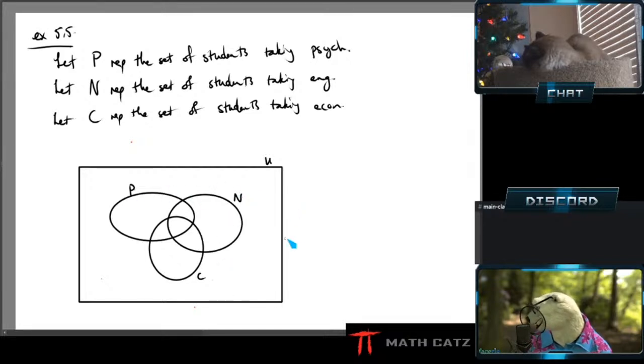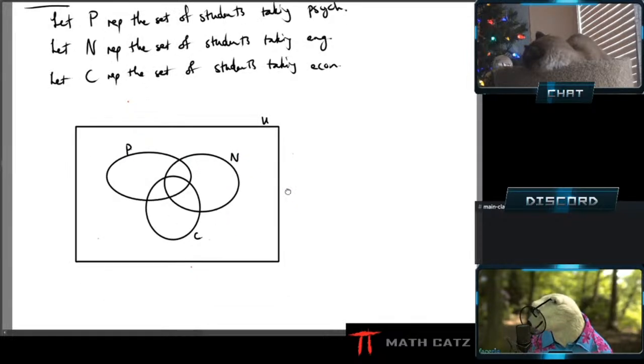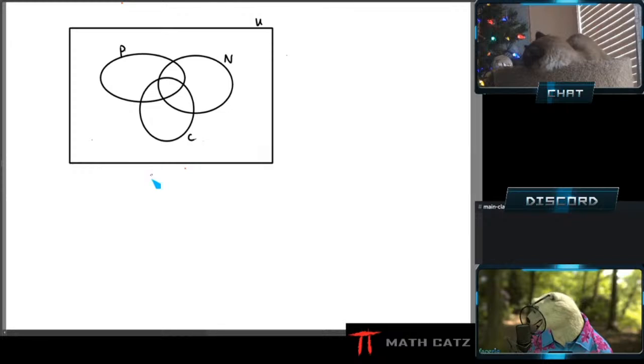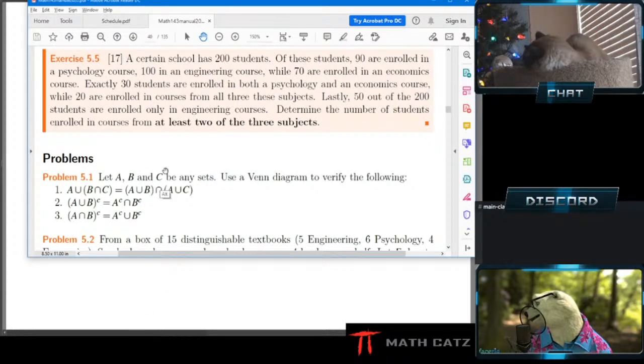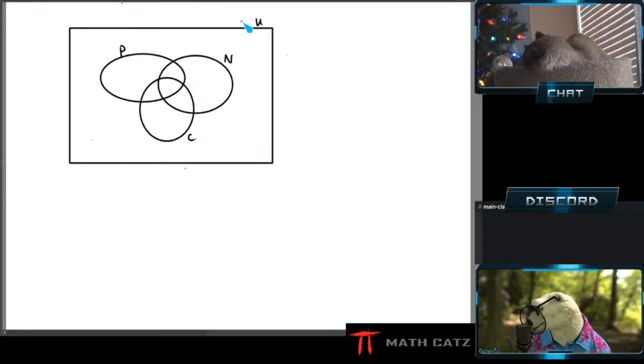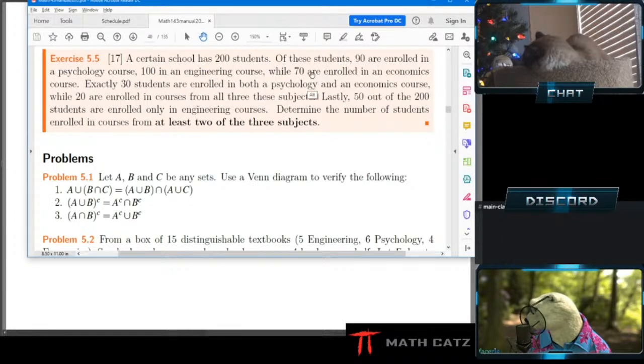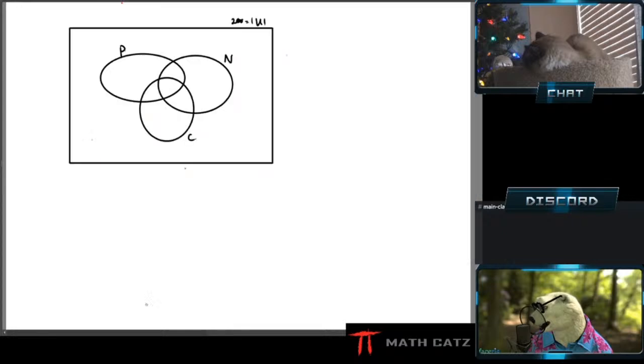All right. Now let me move up. We know what P, N, and C mean. Now my goal is to get all this information out. Well, 200 students. Okay, that's not bad. Now, it might be shuffled around. I still go from the start to see what's the first thing I can put in. 90 are enrolled in psychology. I know I can't put that in.